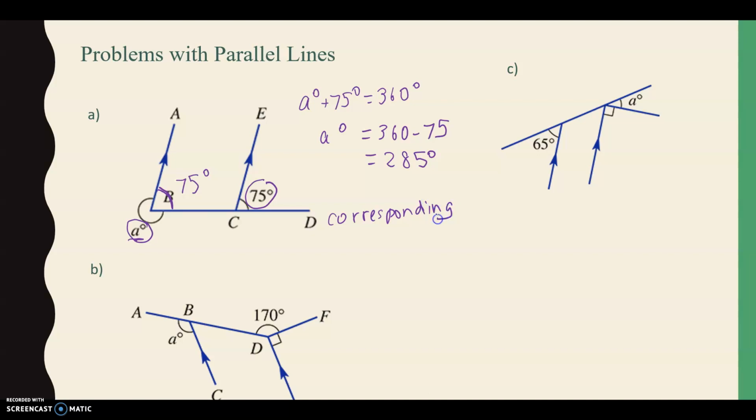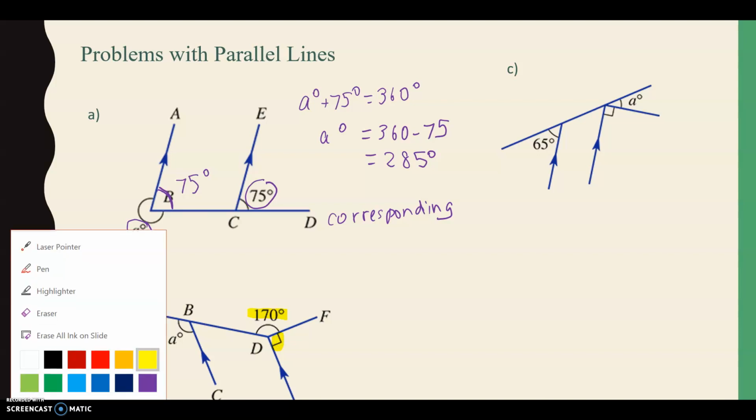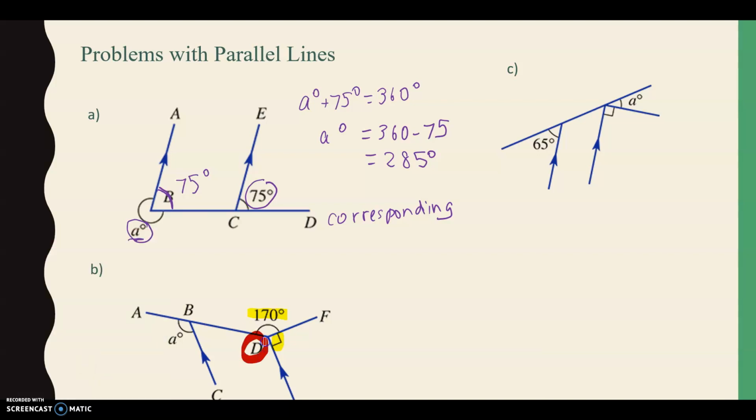Let's have a look at the next example. This one looks a little bit trickier. So always start with what you know. You can highlight what you know maybe. Let's highlight. We know that this angle is 170 degrees. This angle is 90 degrees. So we can figure out this angle here, right?